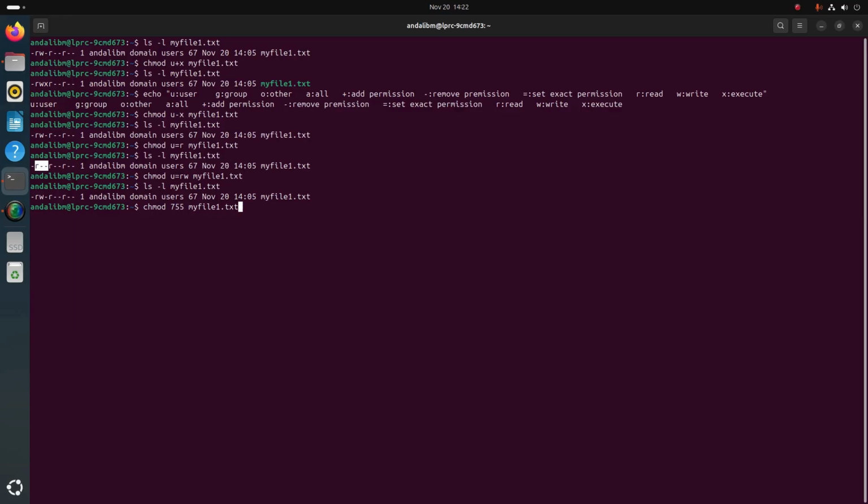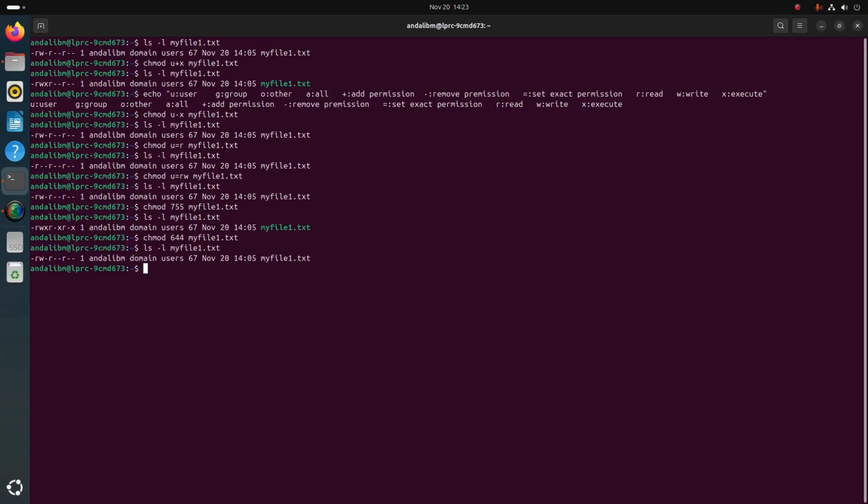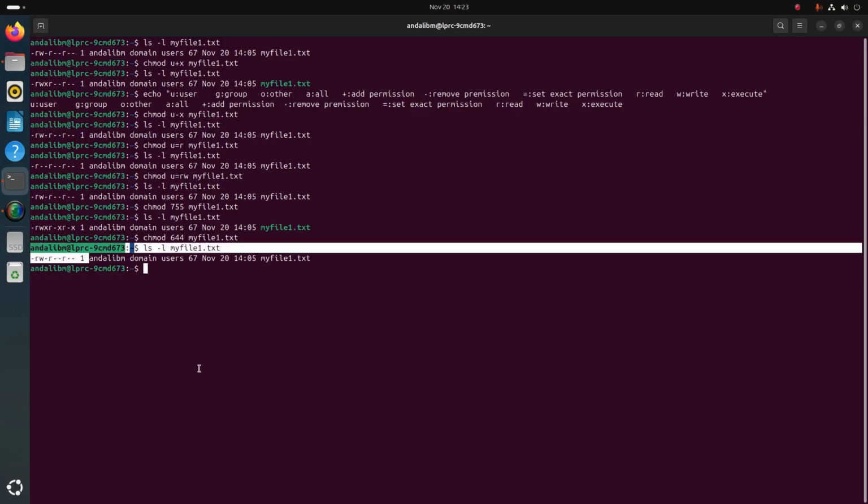Okay, so it does several settings all at the same time. So look here, if I do this and I go back and look at it, you see now the group and the other are both RX. But if I go back and say no, go ahead and do 644, this is another one, it means go back to this one here, where I'm read and write, and the rest of them are all read. Okay, so this is a code, and now see that I got back to that.